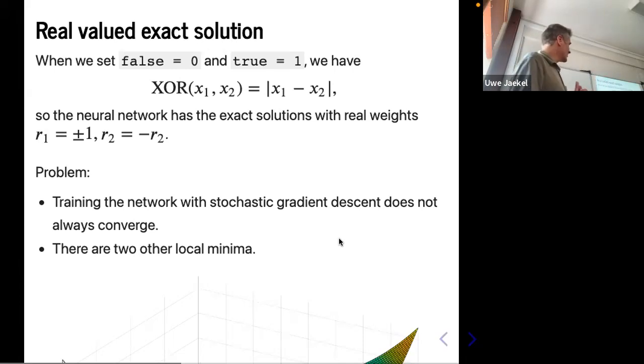One of the input variables is true. Then XOR is true if and only if one of the input variables is true. And this is just the absolute value of the difference. So actually this shows that there must be a solution. That this will be a solution.